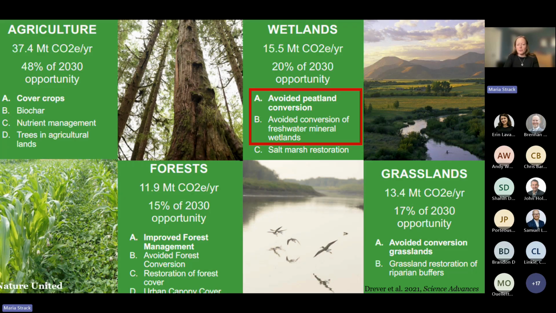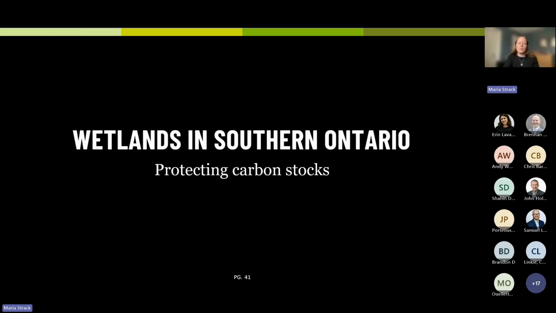And this is for a couple of reasons. Firstly, when you avoid disturbance, you get immediate benefit. You automatically keep that carbon in the soil and out of the atmosphere. But secondly, the vast majority of Canadian wetlands are intact. So we just have a lot more area where we can protect and avoid conversion than we do for restoration in many cases.